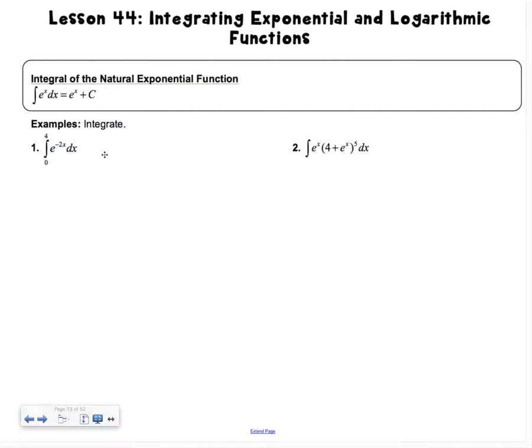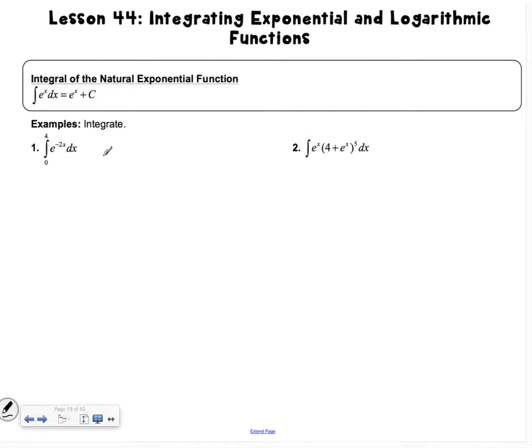All right, so lesson 44 is on integrating exponential and logarithmic functions. So this starts out pretty simple. I don't think you're going to have trouble with these first four. If I'm integrating e to the x, is it a surprise that it's e to the x? Right, so if I integrate e to the x, it's itself. No big deal, just like derivatives.